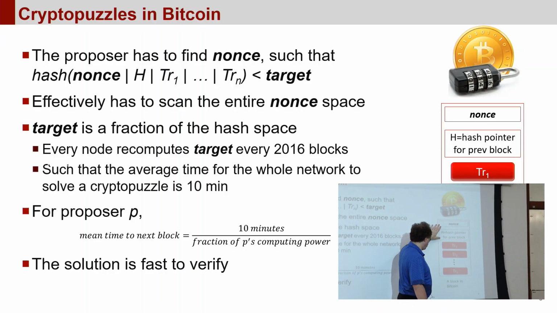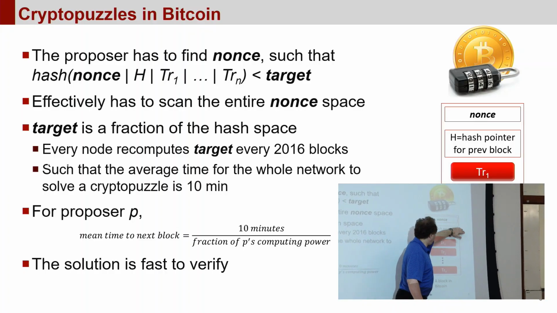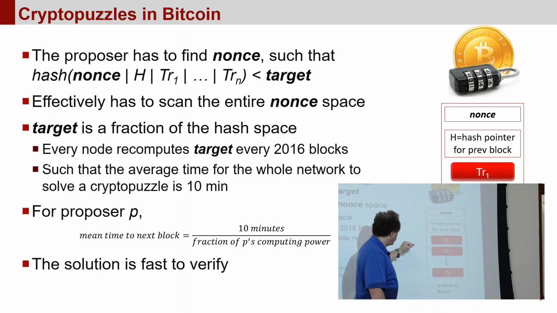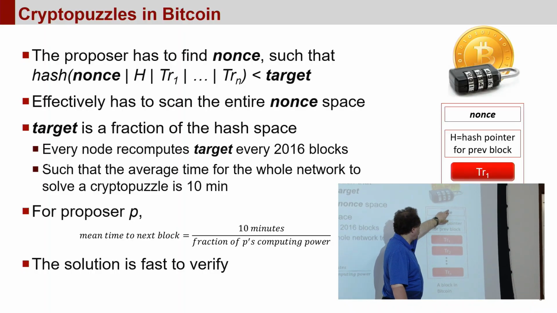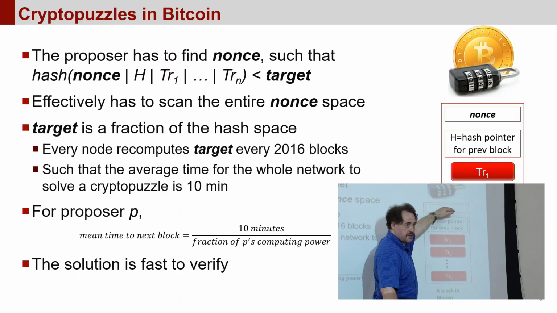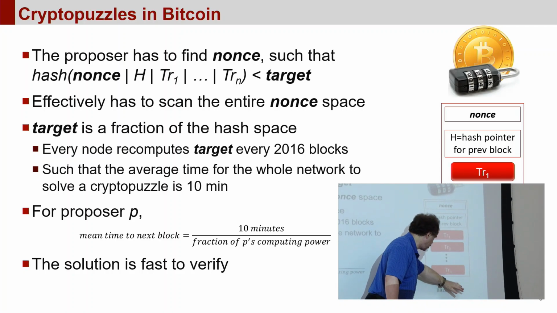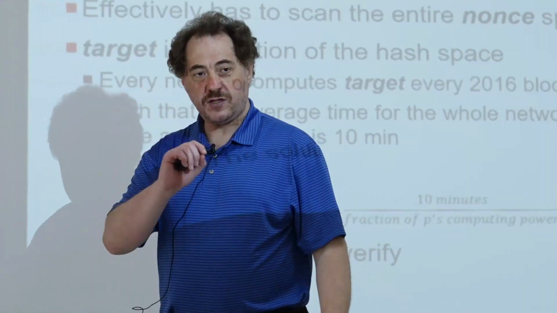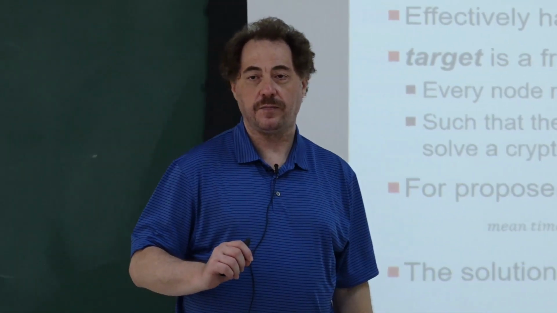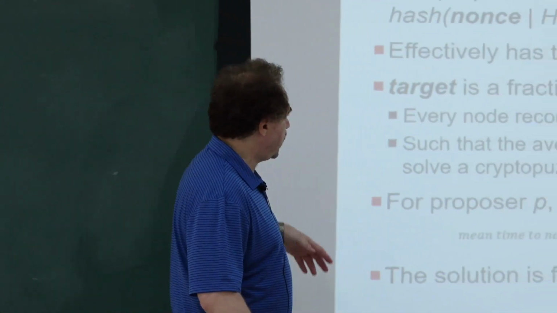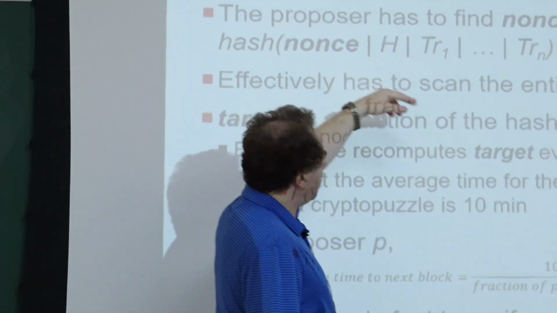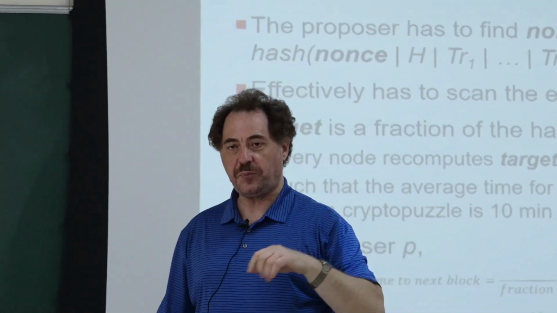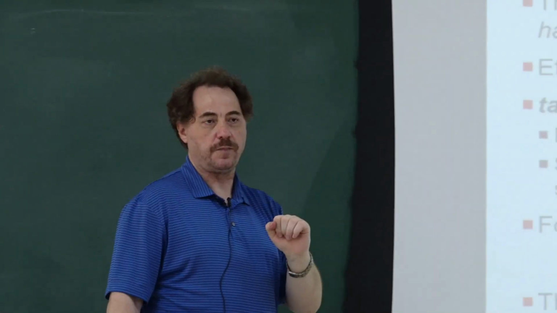And again, the block consists of a header and a body, right? That's a block. So what we want is to find such a number to put here in the header that the hash of the block would be within a certain numerical range. Specifically, it would be smaller than a target value. It would be sufficiently small.